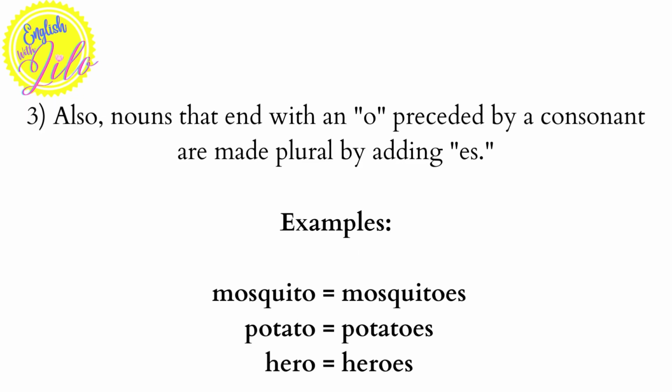Also, nouns that end with an o preceded by a consonant are made plural by adding es. Examples: mosquito, mosquitoes, potato, potatoes, hero, heroes.